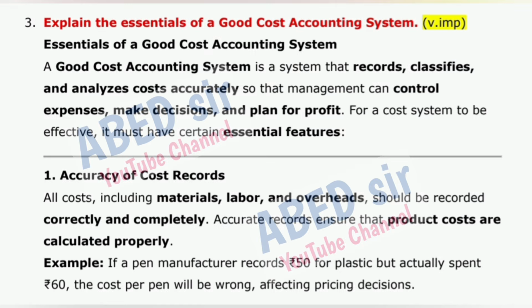Example: if a pen manufacturer records 50 rupees for plastic but actually spent 60 rupees, the cost per pen will be wrong, affecting pricing decisions.